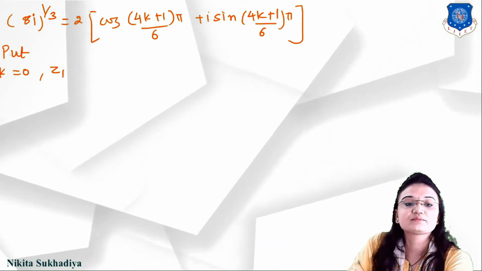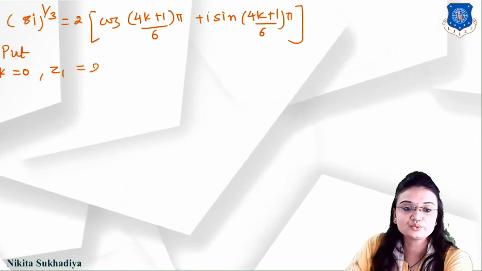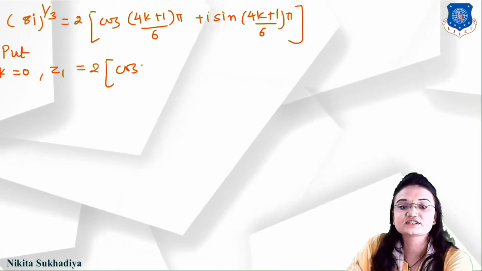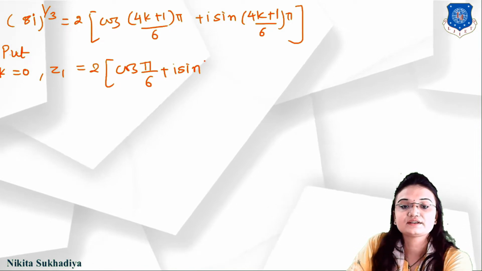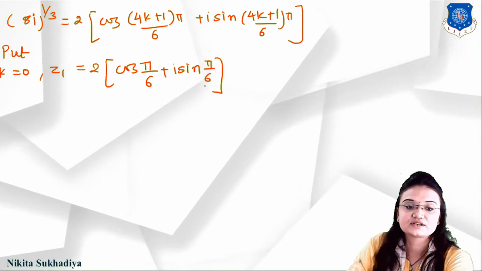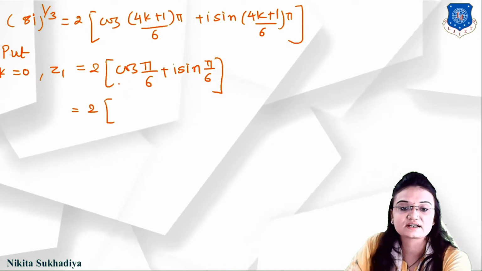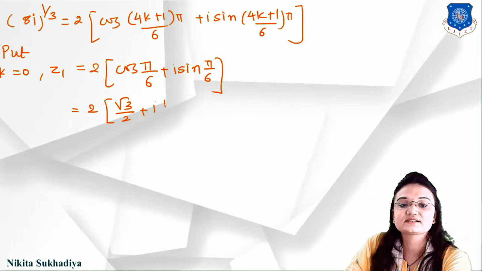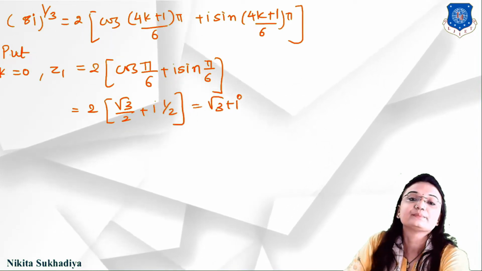So this is nothing but z1, we will get z1, that is 2 cos, put k is equal to 0. So this is cos pi by 6 plus I sin pi by 6. Okay, so this is 2 cos pi by 6, that is root 3 by 2, plus I sin pi by 6, that is 1 by 2. So we will get root 3 plus I.